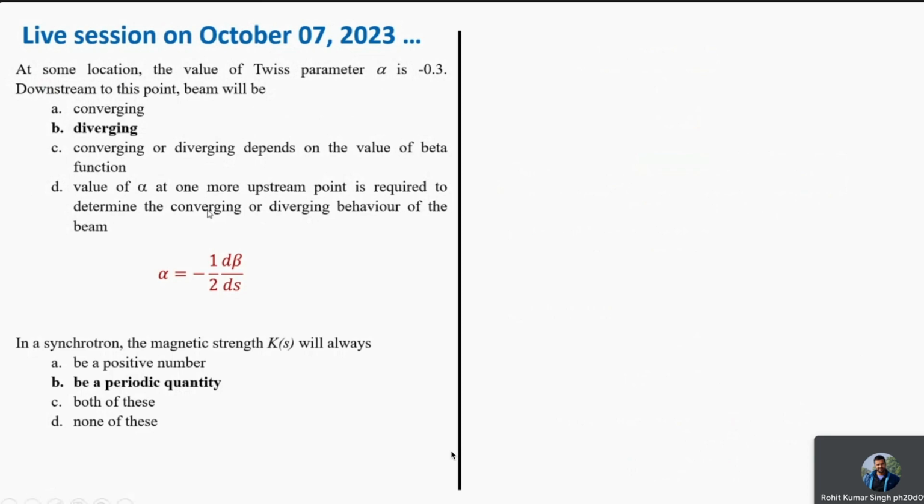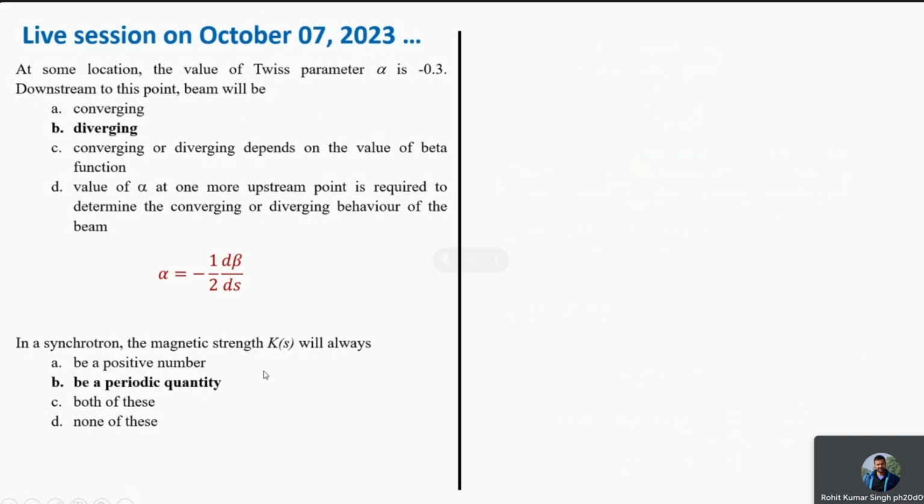In a synchrotron, the magnetic strength K will always be a positive number, a periodic quantity, both of these, or none of these? K may be negative because if we have defocusing in one plane, then K will be negative in that plane, and for focusing you can say positive. Or the sign convention may be reversed also. So K may be positive, 0 and negative. So this option is not correct.